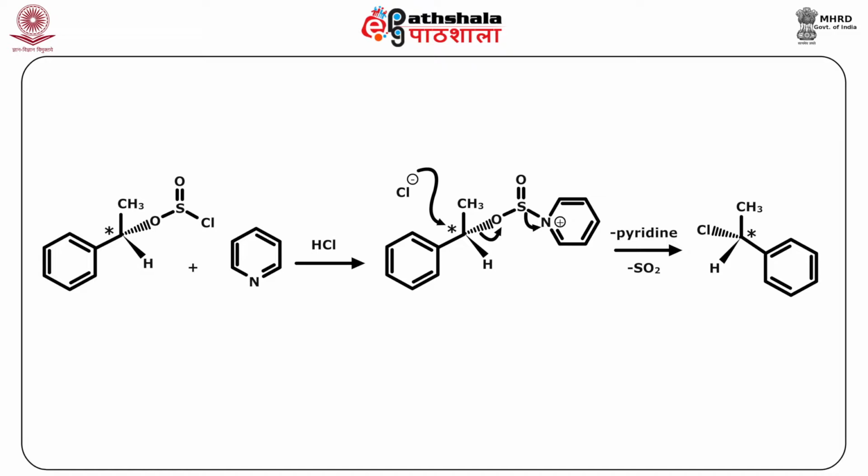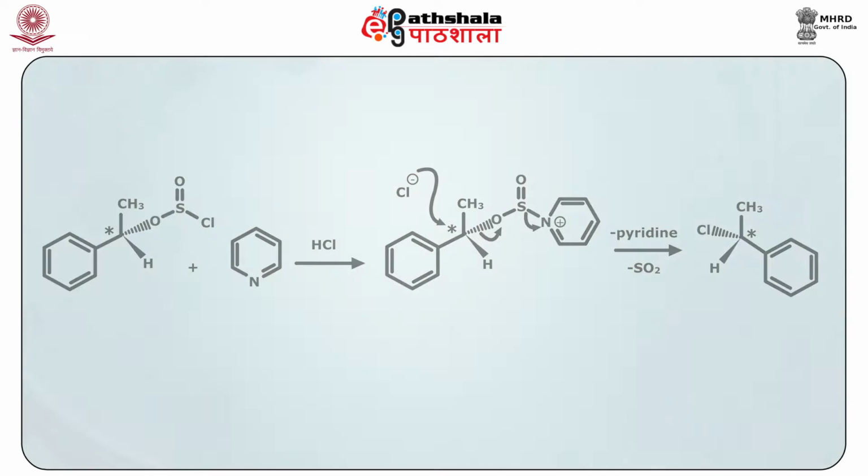Here, the attack takes place from the side opposite to the side from where the leaving group goes. As a result, the inversion of configuration takes place, leading to Walden inversion.